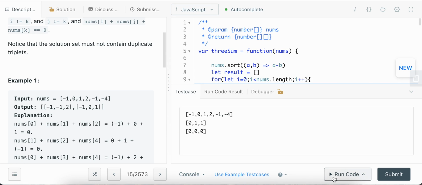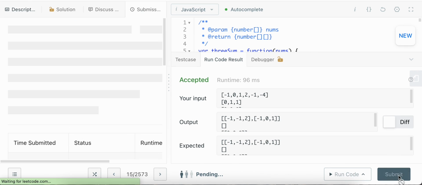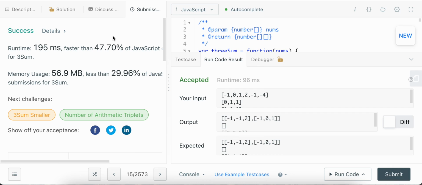Okay, it works. And then let me test this case as well. And then let's see. Yeah, as we see, the solution is accepted.